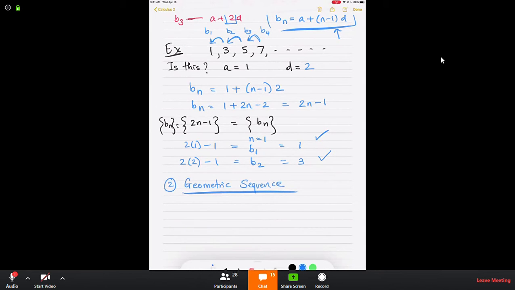So what is this geometric sequence? You should look for the first term, and you should look for the common ratio.